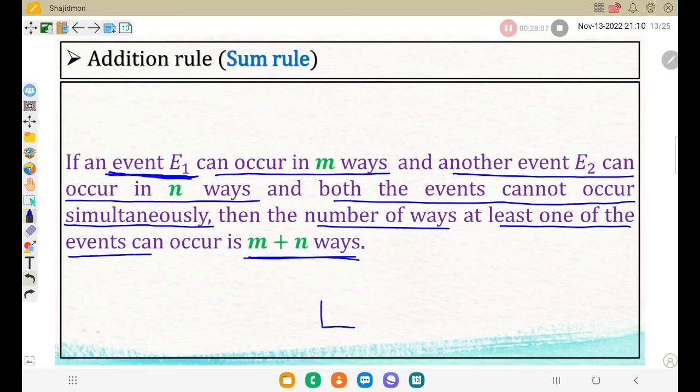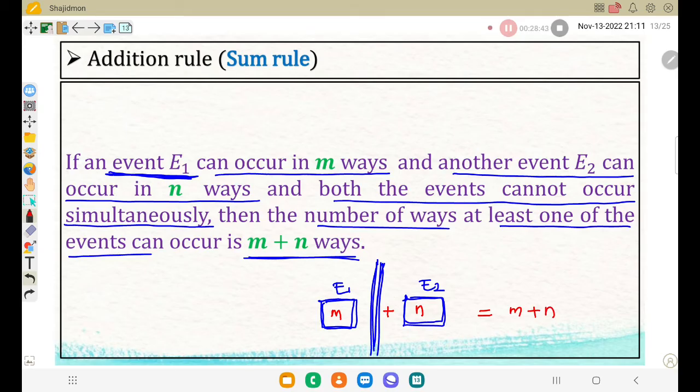Okay, so we have one task, and we have another event, E1 here and E2 here. Both should not come together, separately it is happening. There is a barrier in between. Either the E1 event occurs or the E2 event occurs, not occurring simultaneously. Are you understood? Then the total number of ways at least one of the events can occur is M plus N ways. Here M ways and here N ways. If you add these, totally you will get M plus N ways in which the events can occur.